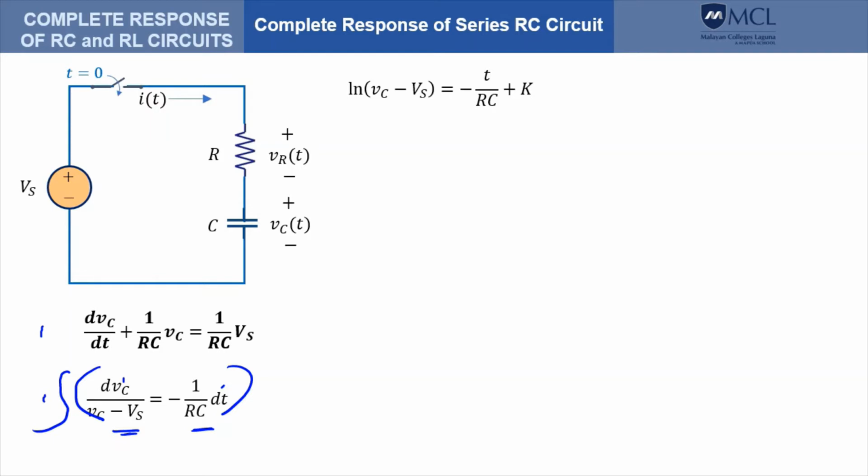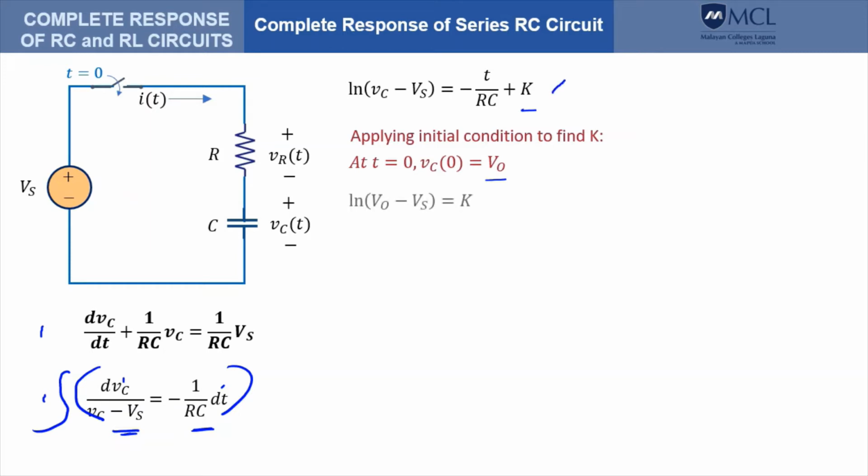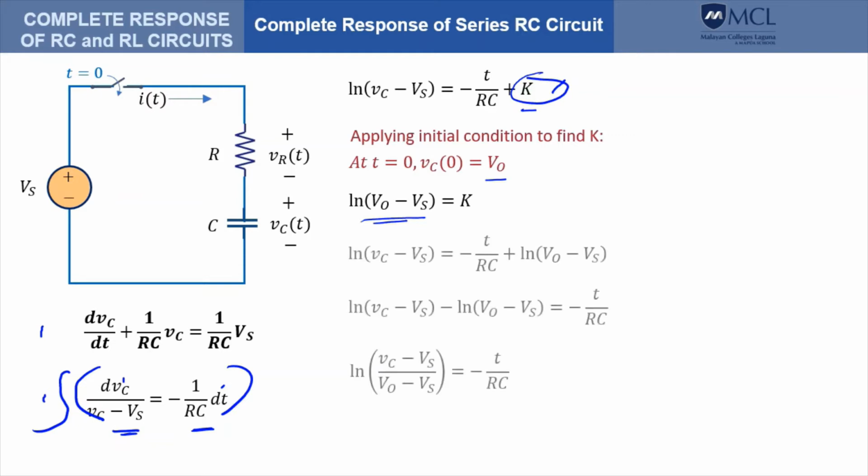And we need to introduce a constant after that. So how do we find the constant? We apply the initial condition for the circuit. So for example, what is the value of v sub c at t equals 0? Let's assume that v sub c at t equals 0 is equal to v sub naught. Applying this initial condition to this equation will give us a value of k equals this one. Then we use this value and replace this k here. That will give us something like this.